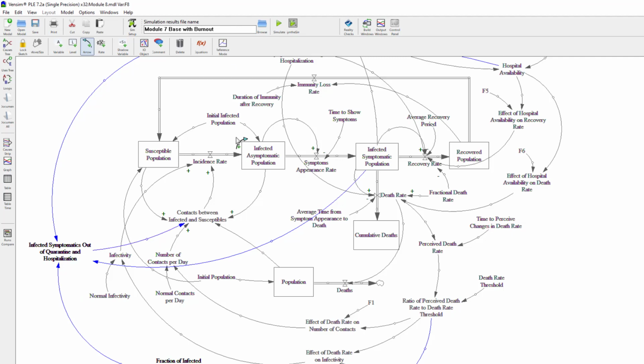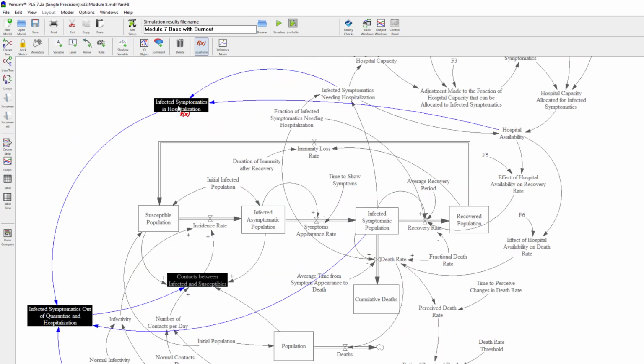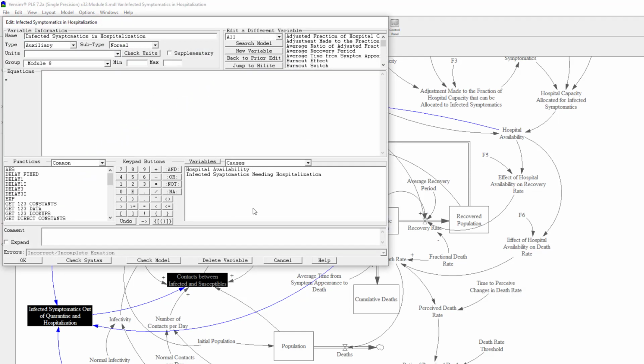All right, so let's define the equations. Infected symptomatics in hospitalization is gonna be how many people need hospitalization multiplied by hospital availability. So let's say that hospital availability is 50%, then only about 50% of the people needing hospitalization will be able to be hospitalized. The unit's gonna be person.